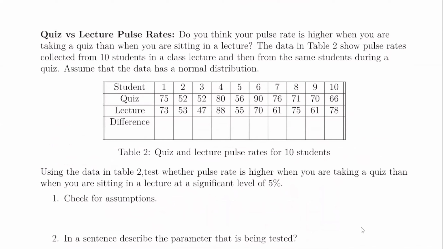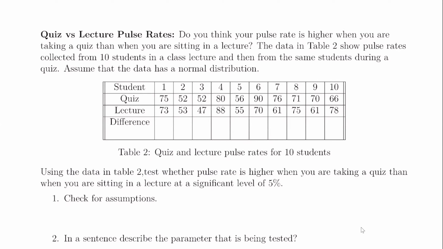All right, so for this one, we have quiz versus lecture post rate. What we're trying to do is ask: do you think your post rate is higher when you are taking a quiz than when you are sitting in lecture? The data in table 2 show post rate collected from 10 students in a class lecture and then from the same students during a quiz. Assume that the data has a normal distribution. So we already know the normal distribution.